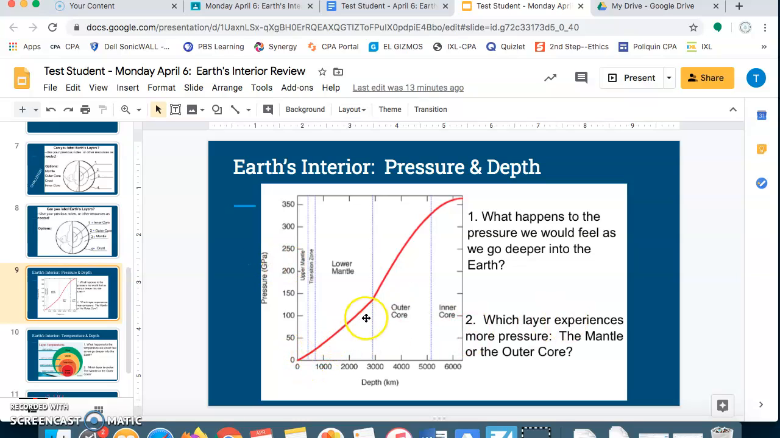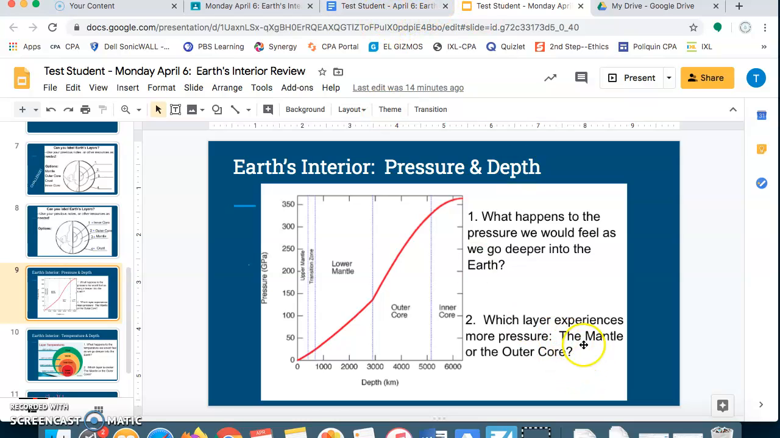But look at this red line. This red trend line shows you what happens to pressure as you go deeper, or vice versa. It shows the relationship between pressure and depth. So as depth gets bigger, what happens to the pressure? Does the pressure get higher or does the pressure get lower? Well, if you see the trend line, we see the trend line going up, which tells you that the pressure increases as you go deeper into the Earth.